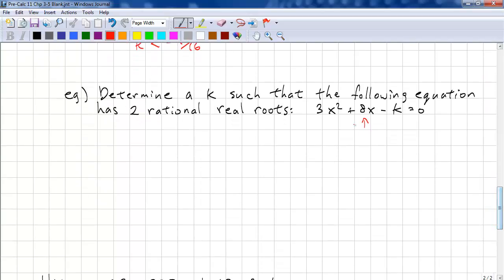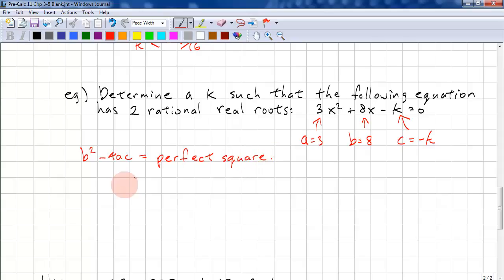Last example. Determine a k such that the following equation has two rational real roots. a equals 3, b equals 8, c equals negative k. Okay, we're only looking for one k, and we have b squared minus 4ac equals a perfect square. And substitute our known values. 8 squared minus 4 times 3 times negative k.